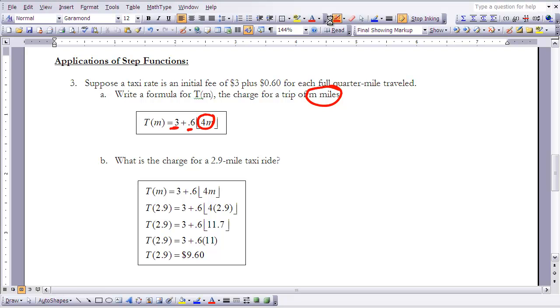Part B asks: what is the charge for a 2.9 mile taxi ride? Now I take that 2.9 and plug it in for M, working inside my floor function first. 4 times 2.9 gives me 11.7, which I round down to 11. That makes sense because we wouldn't quite make the 12th quarter mile; we'd have to go 3 miles to get there. That's why I'm only being charged for 11. Then I take that times 60 cents plus 3, which gives my total cost of $9.60. Make sure you get that work down in your notes, and then we can talk about any questions you might have about that in class.